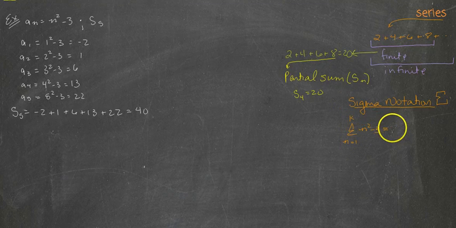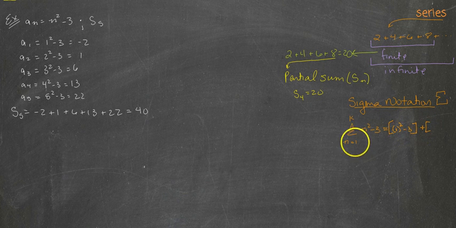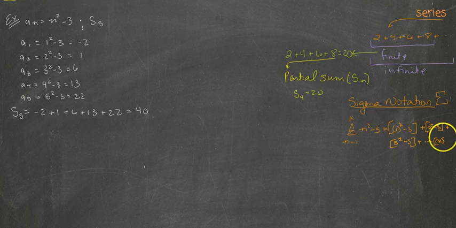plug 1 in for n, and then add to that, plug the next integer up, 2 in for n, then add to that the next integer up, 3 in for n, and so on, right up until we get to put k in for n, and then find the value, the total.